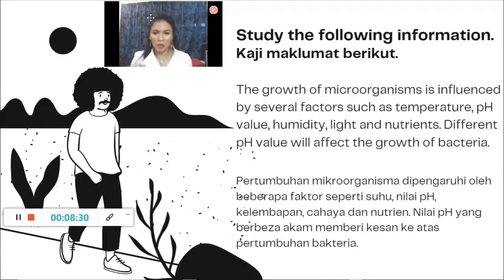Okay, so kalau BM, pertumbuhan mikroorganisme dipengaruhi oleh beberapa faktor seperti suhu, nilai pH, kelembapan, cahaya dan nutrien. Nilai pH yang berbeza akan memberi kesan ke atas pertumbuhan bakteria. Okay, so far so good. So we shall continue on. See what we are requested for this question 11.